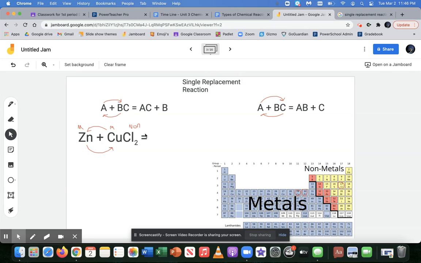So when I type that out, what's that going to look like? Well, if I'm swapping my zinc and my copper, I'll start with my metal, my zinc. I'm swapping it with the copper, so it'll now be with my chlorine. And then what's left over? I've got my copper, Cu. That's about it. All I did was I swapped my zinc with my copper, okay?